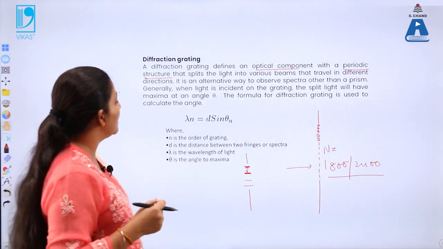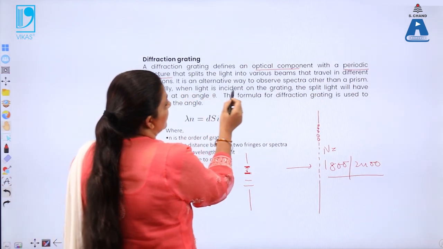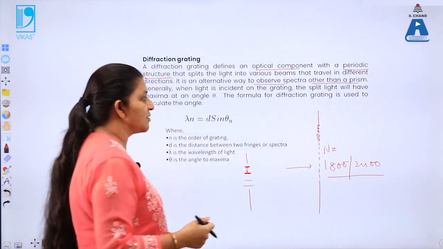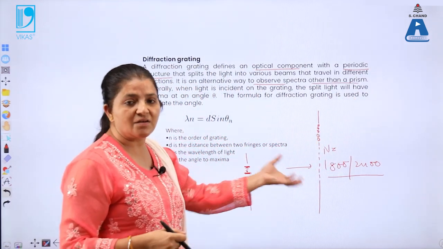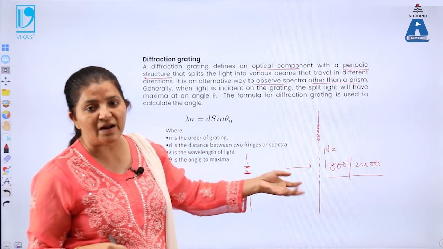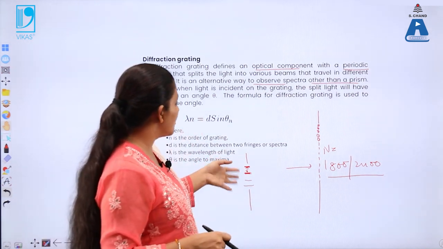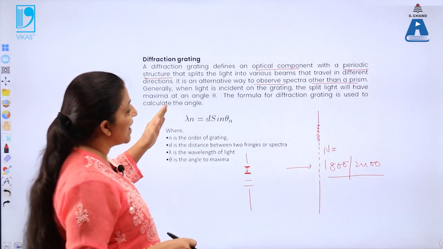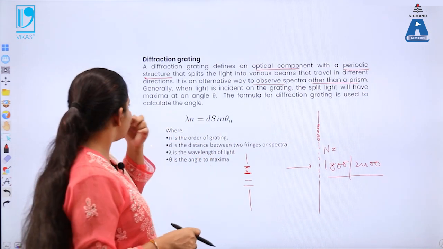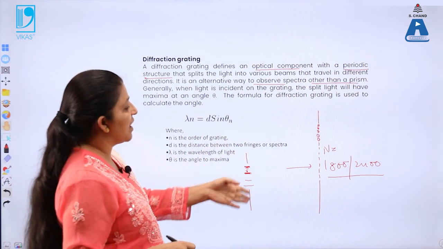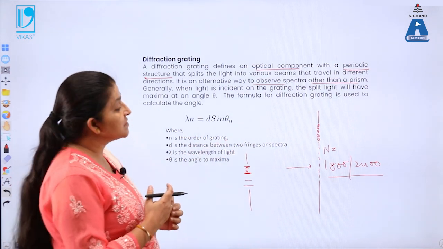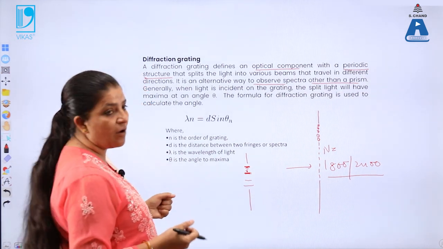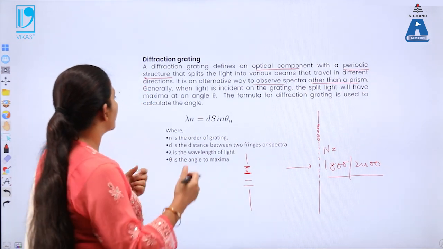This is called a grating, and it is also an alternative way to observe the spectra other than the prism, because in the prism we again get the diffraction pattern, bending of light around the corner. Here again we get the diffraction pattern by bending of the light at each and every part. And on the screen we are able to see the resultant intensity, an enhanced view of the diffraction pattern.